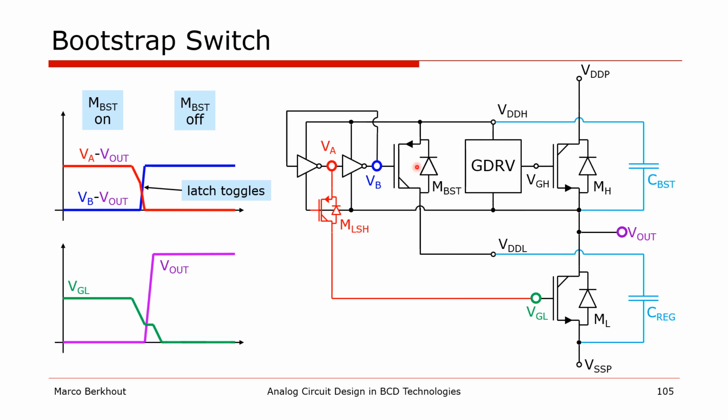When the low side power FET is switched off, the latch node VA is pulled down with the low side gate voltage until the latch toggles back and turns off both the level shifter PMOS and the bootstrap switch.